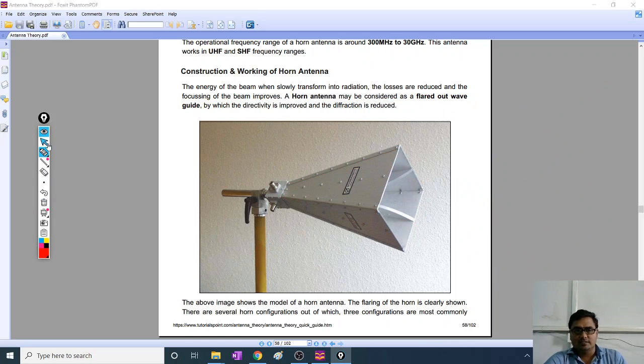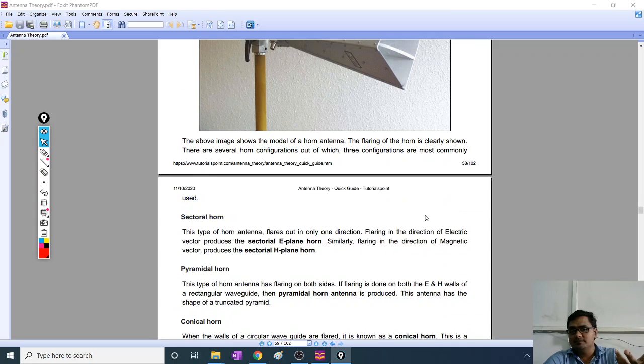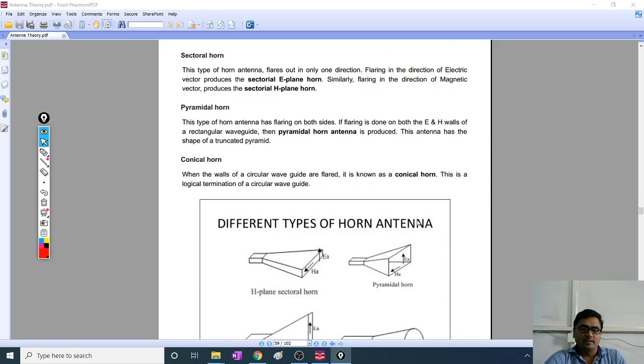Now let's check what improvements there are, or what the further classification is. Now those simple horn antennas are further classified as sectoral horn. Look at this.